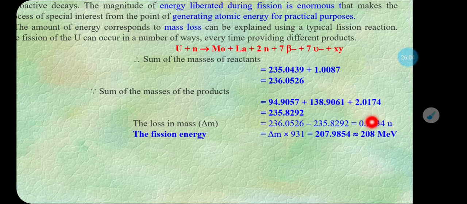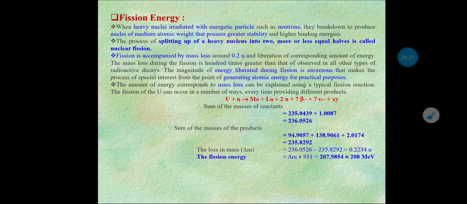So this delta m is multiplied by 931, and we get the fission energy. The energy liberated during this uranium fission reaction is 207.9854, or approximately 208 MeV of energy is liberated during this fission reaction.